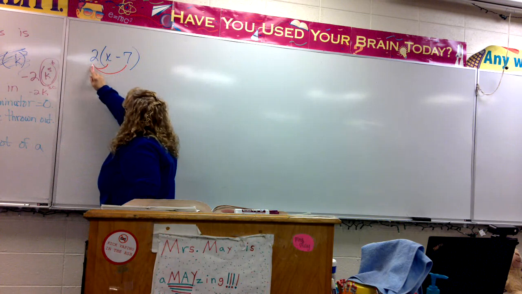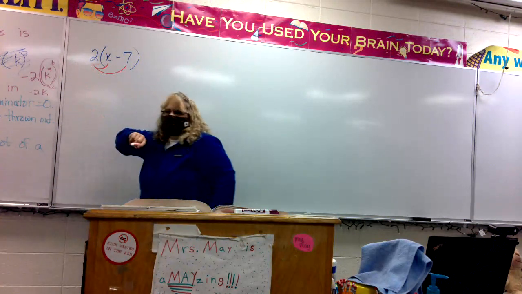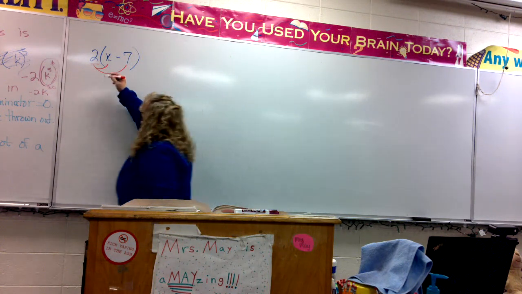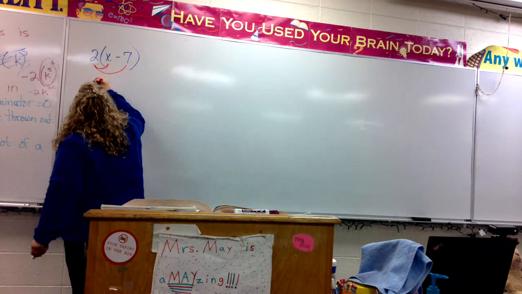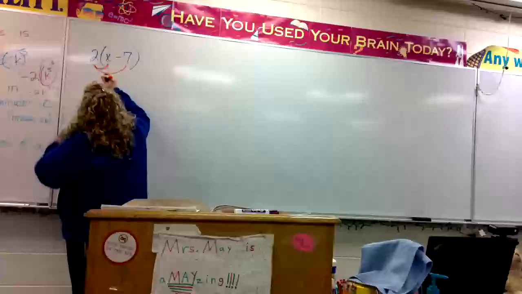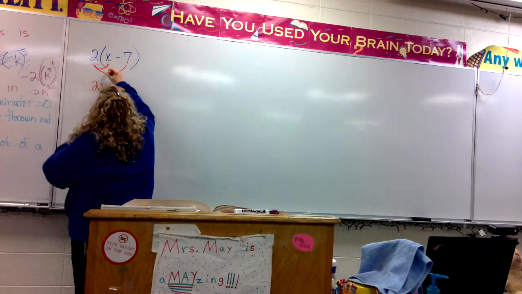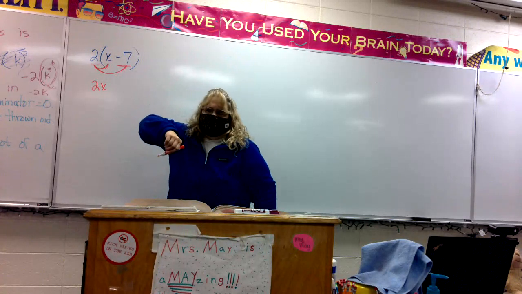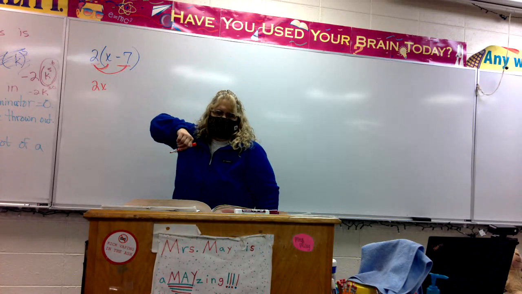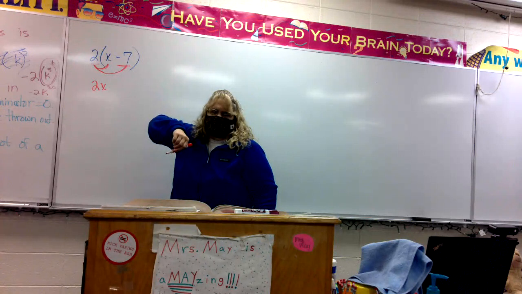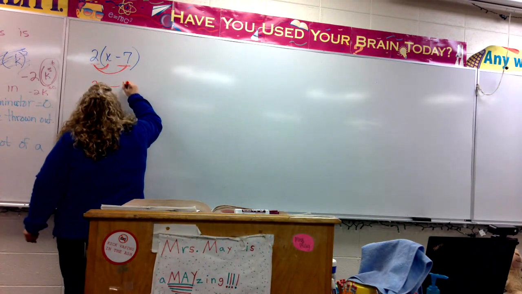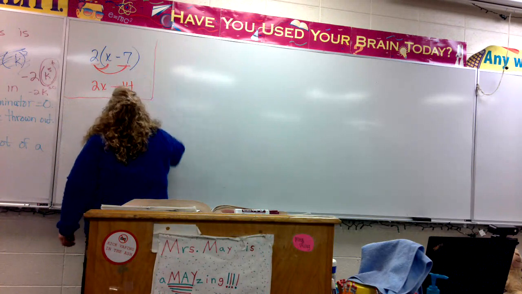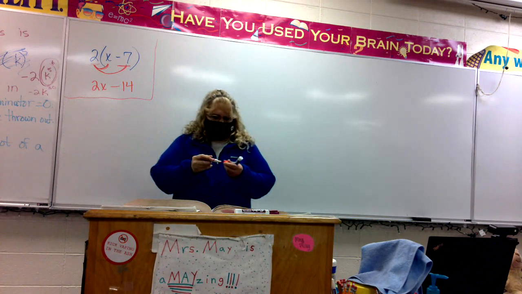When you have a parenthesis with a number outside like that, there's no sign in between. That means multiply. But you have to make sure you remember to do both. That's 2x. But then you also have to do 2 times this -7. What is 2 times -7? Right, good, yes, -14, right? -14, everybody agree with that?